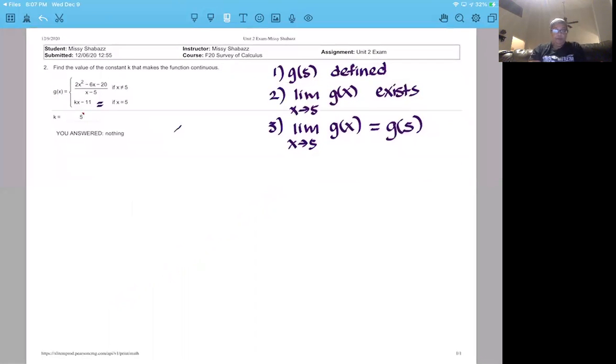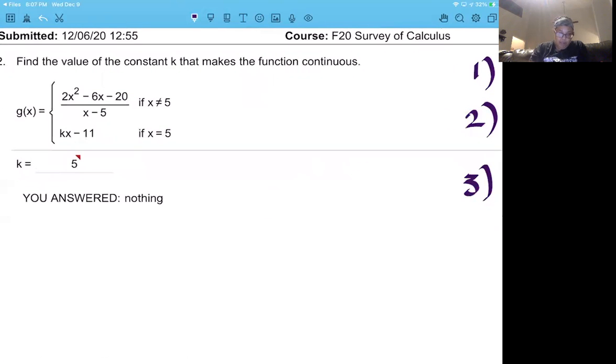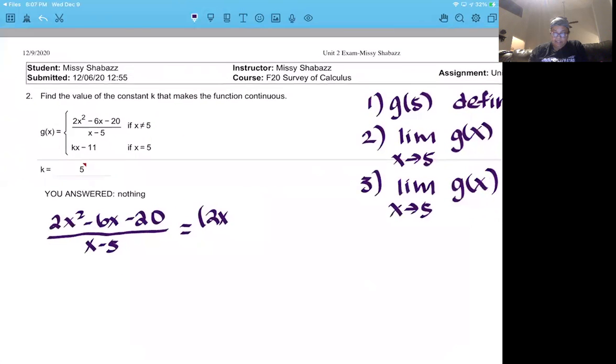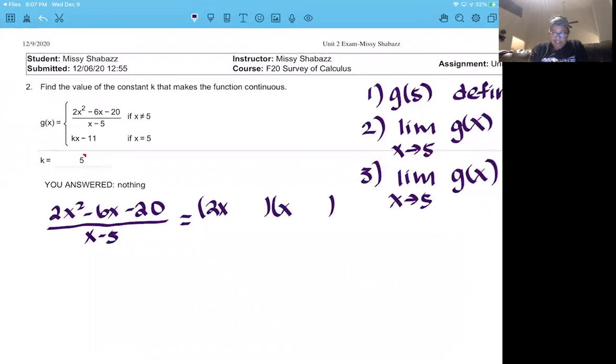So here's what I'm going to do. I'm going to factor that numerator. So I have 2x squared minus 6x minus 20 over x minus 5. So I have a 2x, and x minus 5. So there's going to be a 4 here. I have a negative 10. I need a plus 4. All right. So what happens is I end up with a line at 2x plus 4.